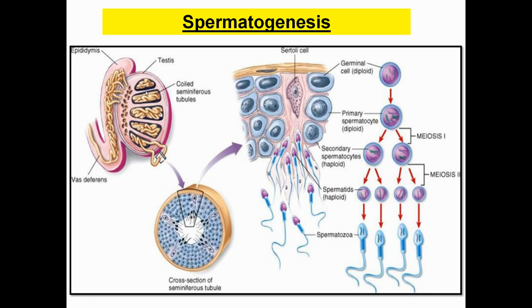And you can see in this diagram, this is the cross section of a seminiferous tubule. The irregular shaped cells are the Sertoli cells. Sertoli cells provide all sorts of nourishment for the development of sperm. So these Sertoli cells are actually the nurse cells.